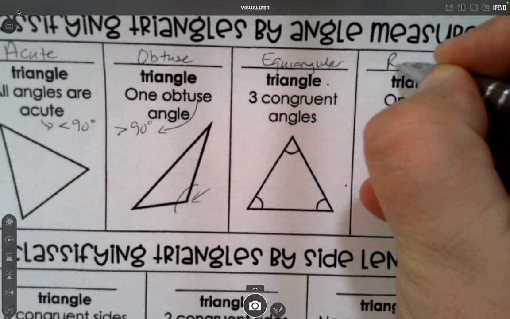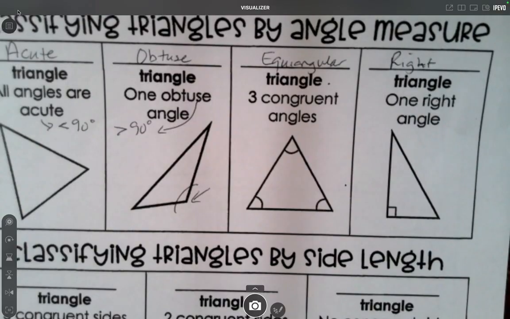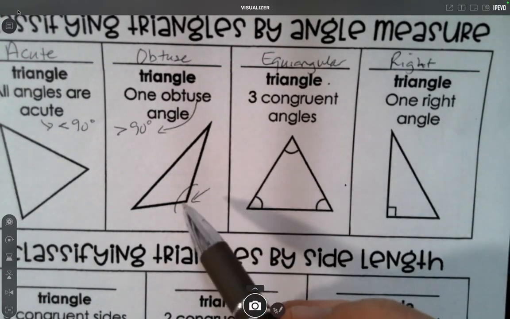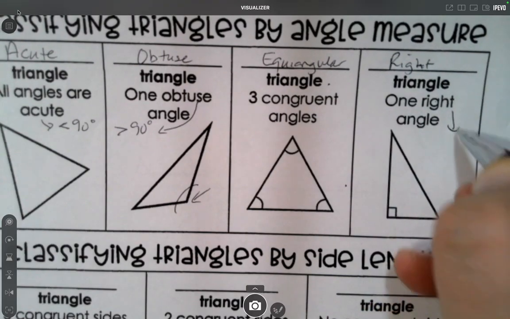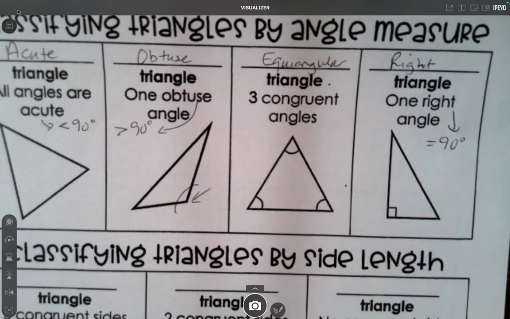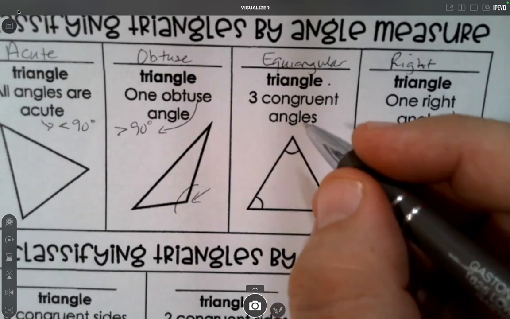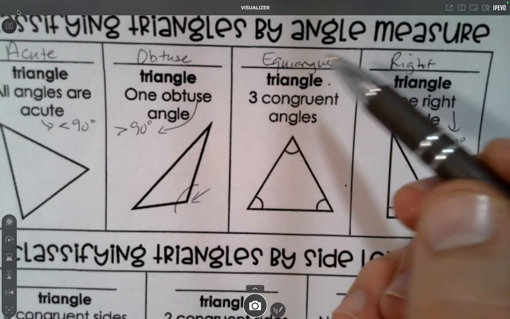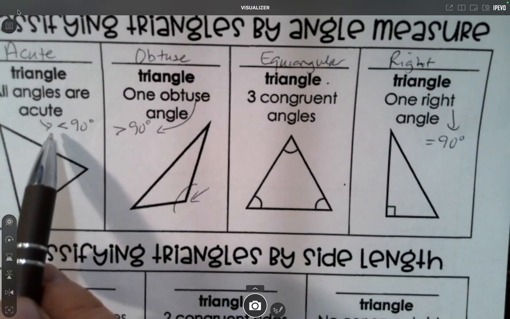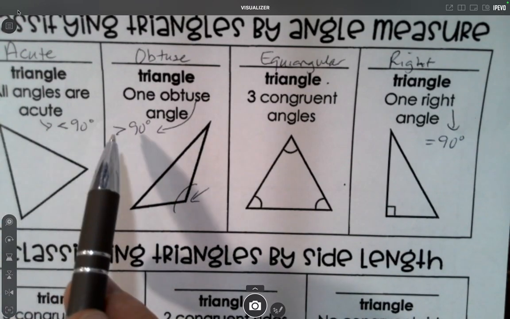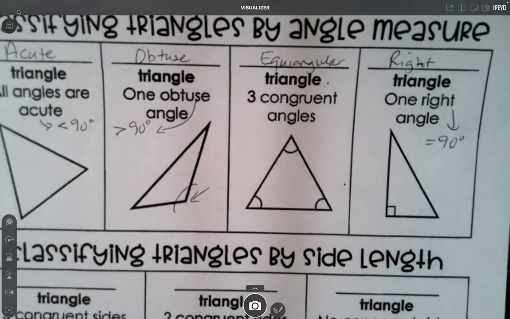Then the last type is a right triangle. So one right angle. Just like there can only be one obtuse angle in a triangle, there can only be one right angle in a triangle. And that little box is the way they show you that it's a right angle, and right angles equal 90 degrees. So other than equiangular, which its name hopefully tells you, it's because all the angles are equal, the other three are based on if you're less than 90 for all of them, greater than 90 for one of them, equal to 90 for one of them.